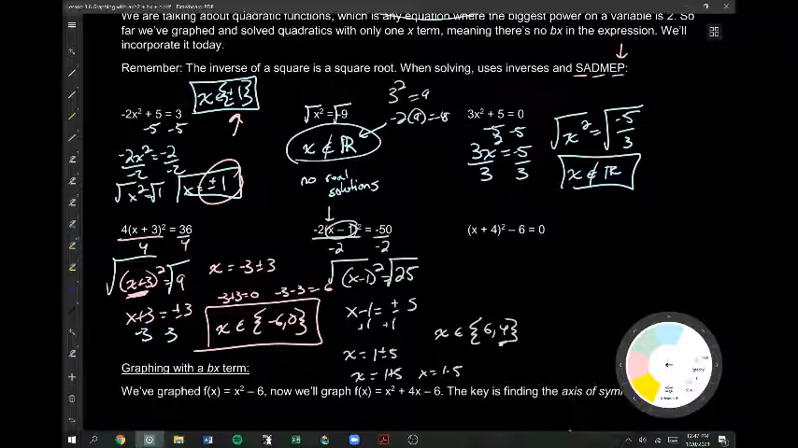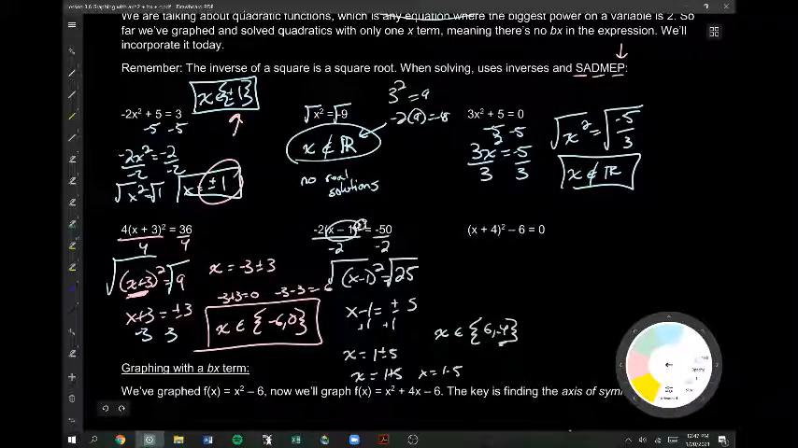Wait, what? This is negative 4, not positive 4. I'm glad I checked. 1 minus 5 is negative 4. If I plug in negative 4, it's going to work. Negative 4 minus 1 is negative 5.